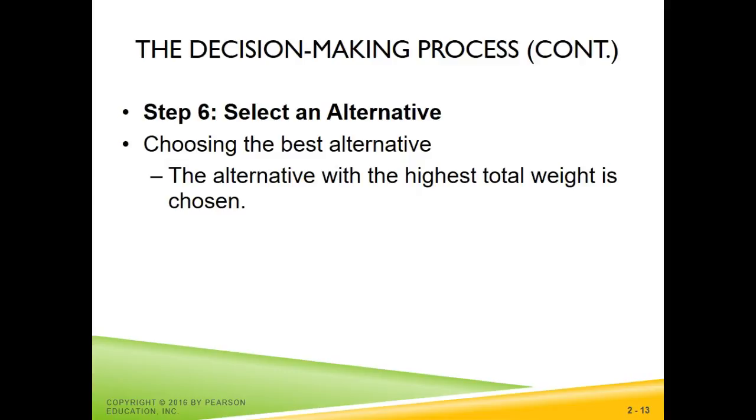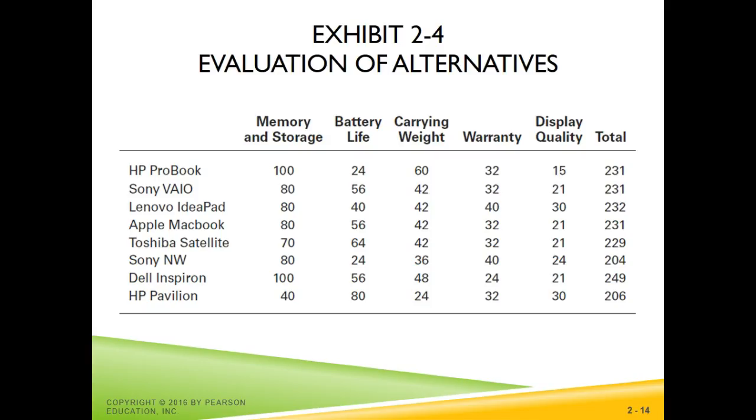So the 6th step in the decision-making process is choosing the best alternative, or the one that generated the highest total in step 5. In our example, and that's in Exhibit 2-4 in your text, Amanda would choose the Dell Inspiron because it scored higher than all other alternatives. And here's our example illustrating the Dell Inspiron and its scores.